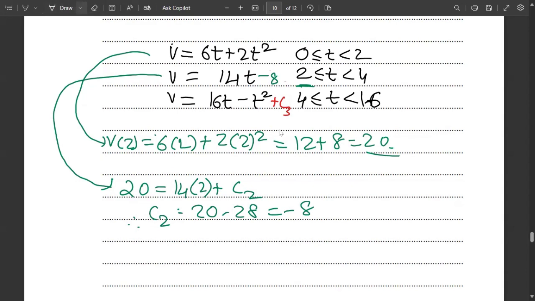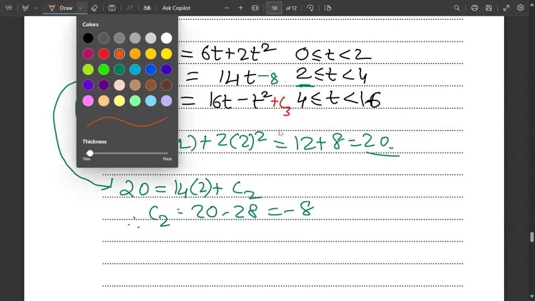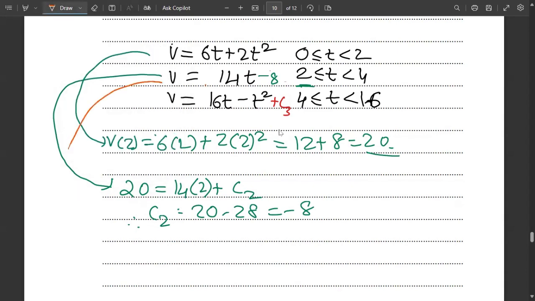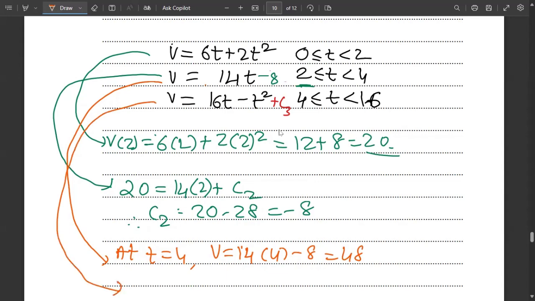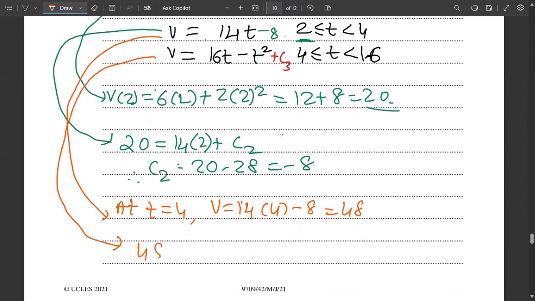Now next, we'll find the velocity at t equals 4. At t equals 4, v equals 14 into 4 minus 8. If I put that in my calculator, 14 into 4 minus 8 will give me 48. Now inputting 48 here, 48 is equal to 16t minus t square plus c3.